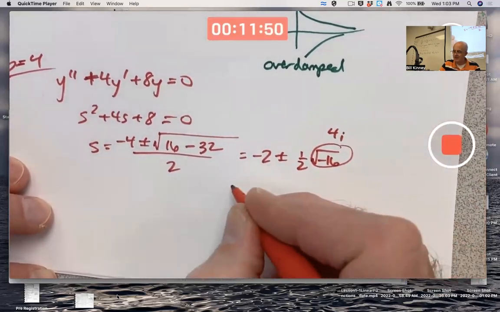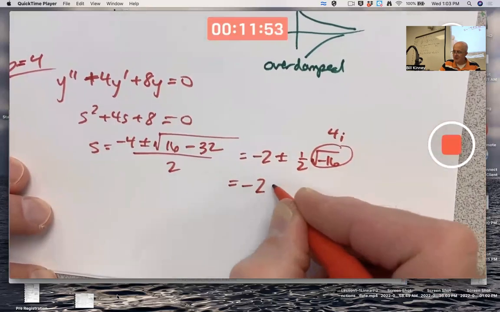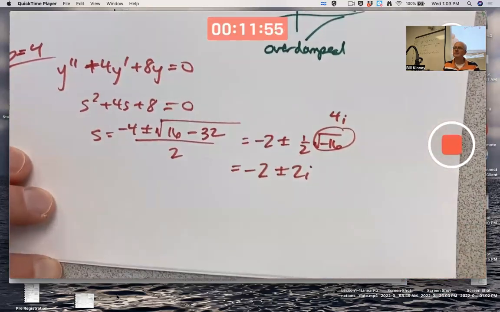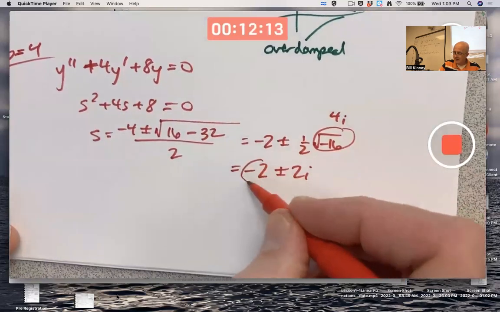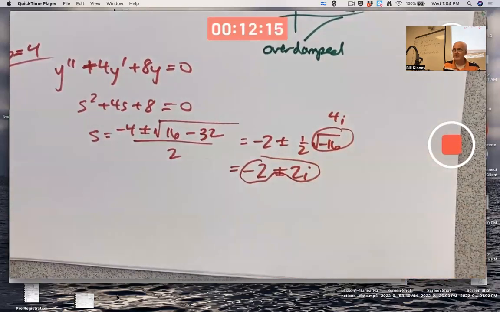Multiply by 1/2. Your roots are -2 plus or minus 2i. And yes, you could call those eigenvalues of the corresponding linear system, the matrix for that. You should get the same answer if you did that. As far as finding a general solution, though, we only need to use one of them. Just like in the vector case, you only need to use one of these and Euler's formula to find a general solution.